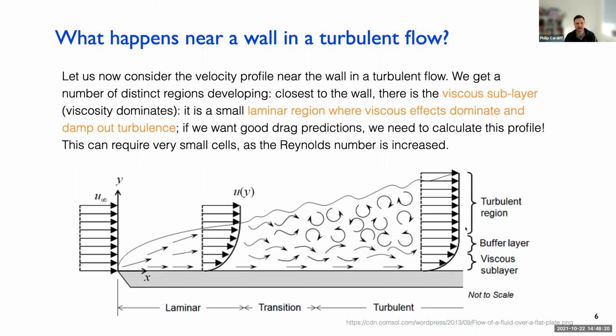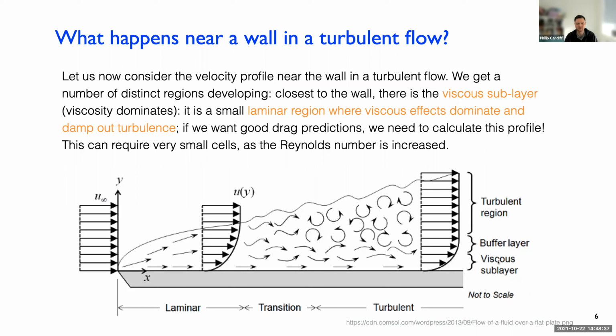Far away from the wall, you have this fully turbulent region. And then in between both of those, there's something known as the buffer layer. So in the turbulent region, inertia effects dominate, whereas in the viscous region, viscous effects dominate. And in the buffer region, they're similar in magnitude.